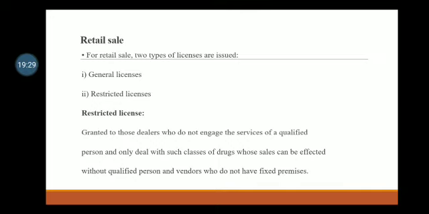For retail sale, two types of licenses are issued. First, general licenses. Second, restricted licenses. Firstly, a restricted license is granted to those dealers who do not engage the services of a qualified person and only deal with such classes of drugs whose sales can be effected without a qualified person, and vendors who do not have fixed premises.